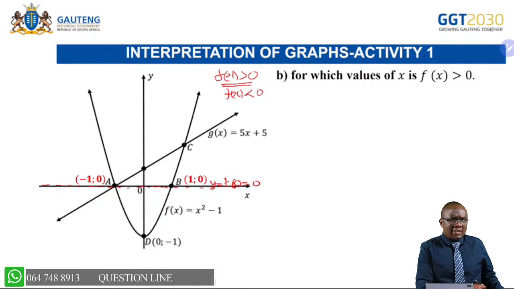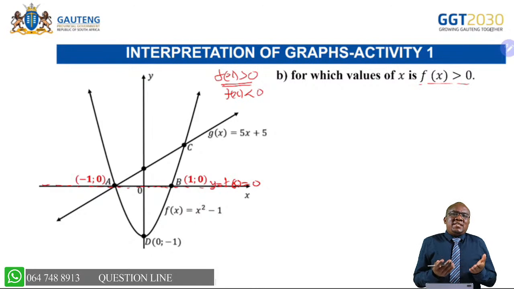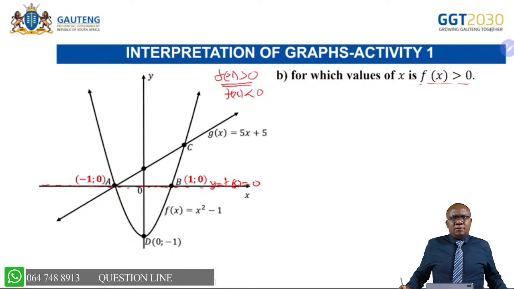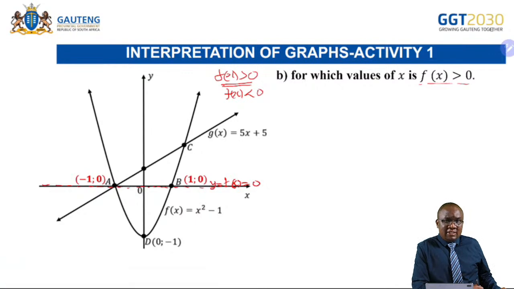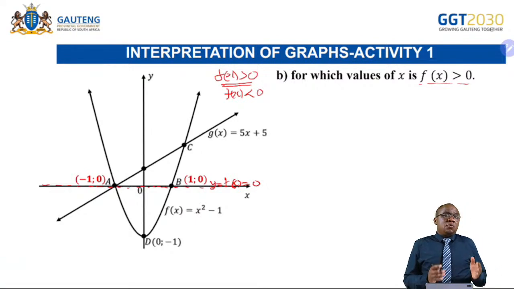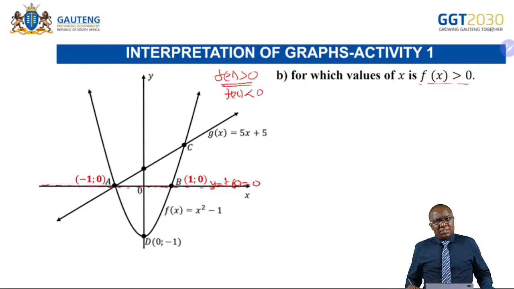What about above the x-axis? Above the x-axis, f of x is greater than 0. So when I'm saying where is f of x greater than 0, I'm saying where is f of x above the x-axis? Less than 0. F of x less than 0 means where is f of x below the x-axis? You understand that? Now let's answer the question. So we're going to divide our graph into regions and then investigate each region.